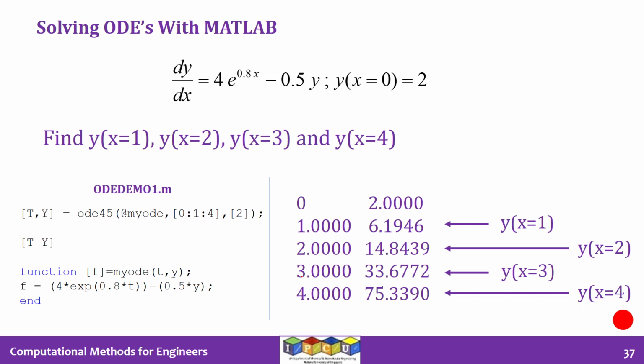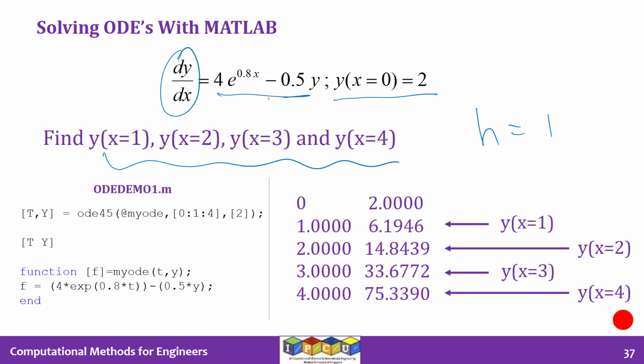So the same problem, if I have to solve it in MATLAB, I'm going to solve it from x is equal to 0 all the way till x is equal to 4 using a step size of h is equal to 1. So this is dy by dx, a first order ODE. This is the right hand side. So this is a function of x comma y. This is the initial condition for y. So I want to find out the values of y at x is equal to 1, at x is equal to 2, x is equal to 3, and x is equal to 4.